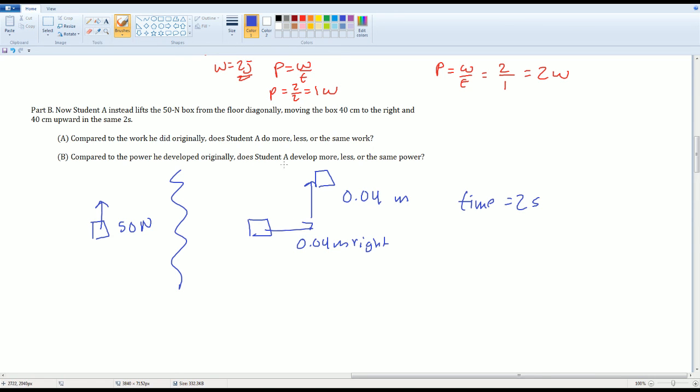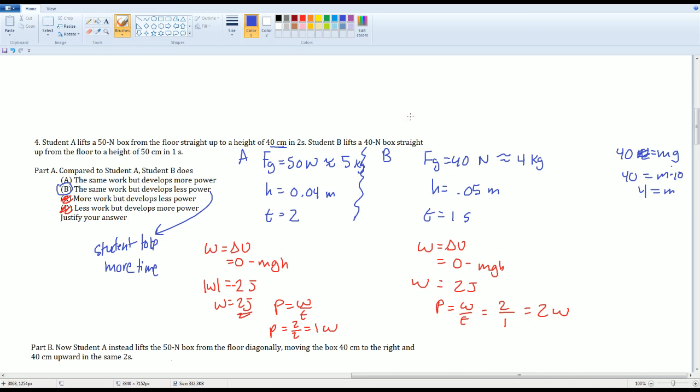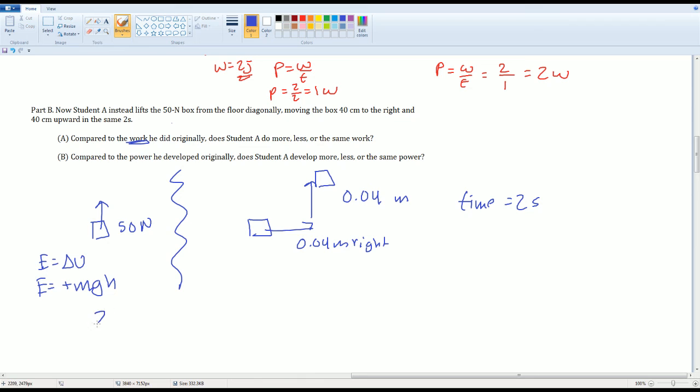Compare the work he did originally. The work here is just mgh. Again, energy is the potential energy, so here energy is just minus mgh, or plus mgh, you just take the magnitude. Here, he moved up the 50 Newton box. So it took him 2 joules here. Here it also took him the same amount of joules.